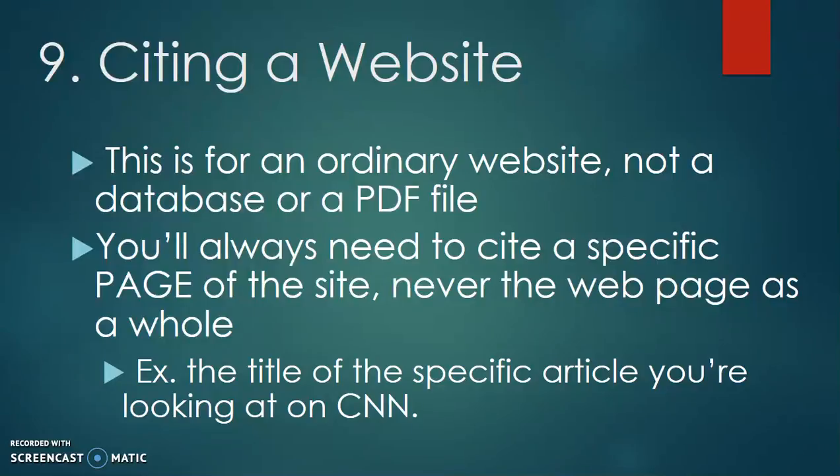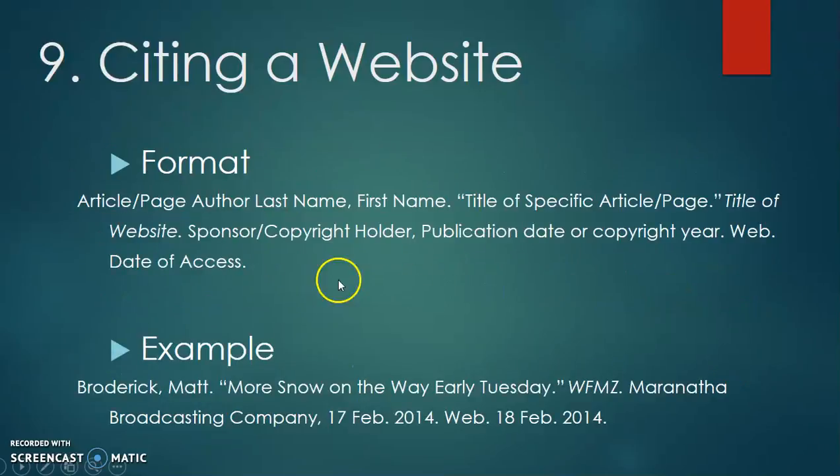So you're not going to just say, I'm citing CNN. No, you're citing the specific article you're looking at on CNN. Here's our format. Again, we're always going to start with the author, last name, comma, first name of the specific article you're looking at. Then you're going to do the title of the specific article you're looking at. Once again, this is a smaller part of a whole, so it goes in quotation marks with every important word capitalized, a period inside the quotation marks.